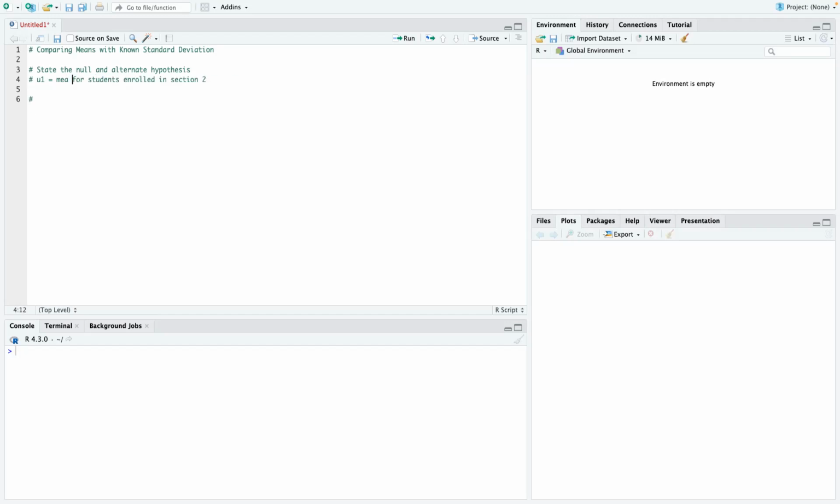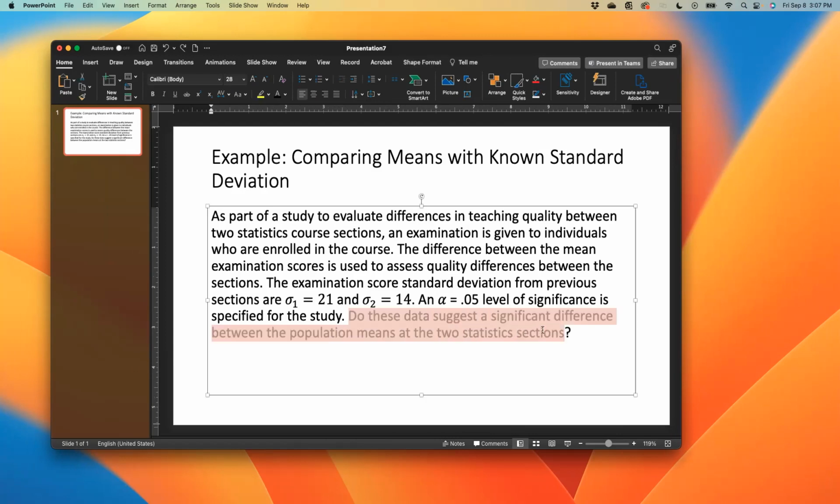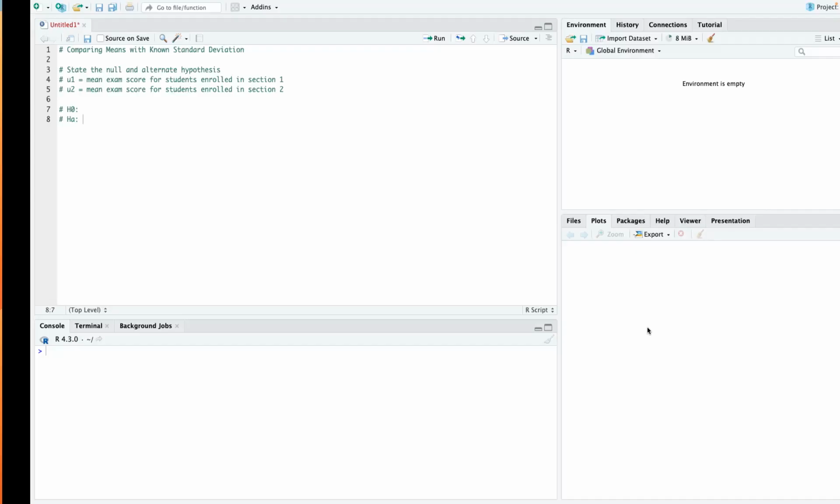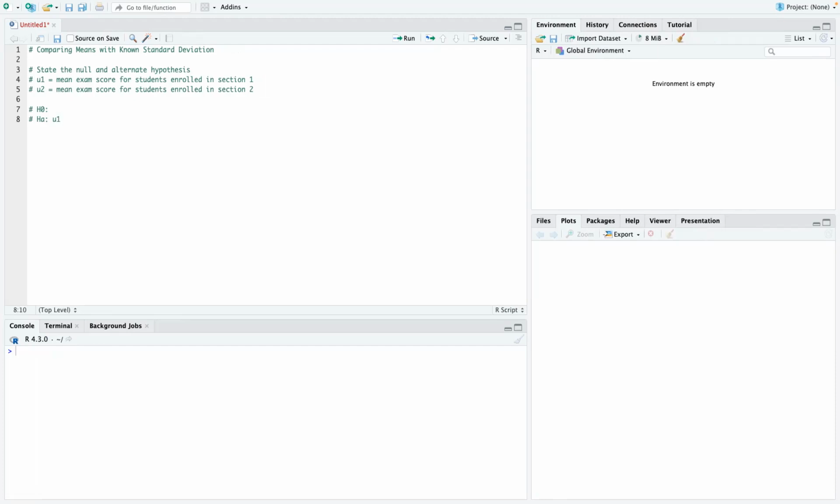And then our null and alternate hypothesis, right? So here it says, do these data suggest a significant difference between the population means at the two statistics sections? So that means for the alternate, what we're looking at is that mu1 minus mu2 is not equal to 0, which is the hypothesized mean. Is the mean exam score for mu1 equal to that of mu2? So that's what the alternate is saying. And then the null would be that mu1 minus mu2 is equal to 0. So this is how you set up your null and alternate hypothesis.